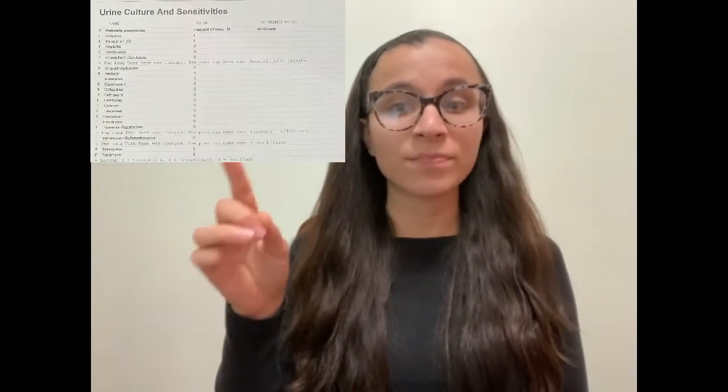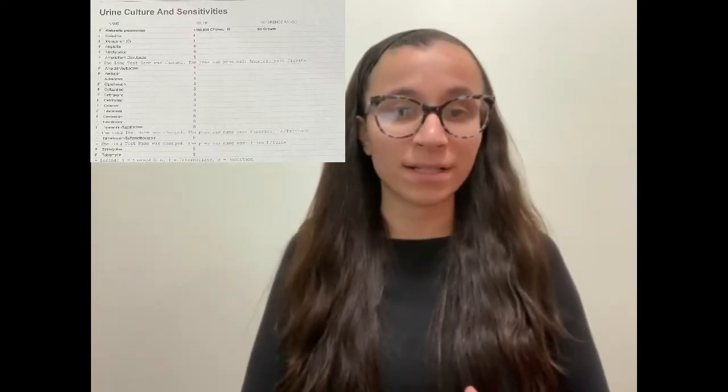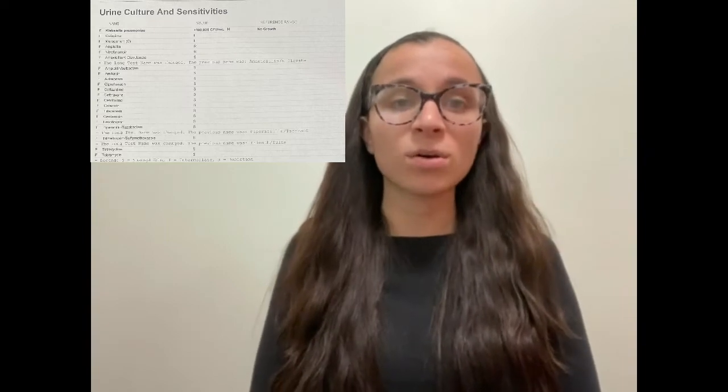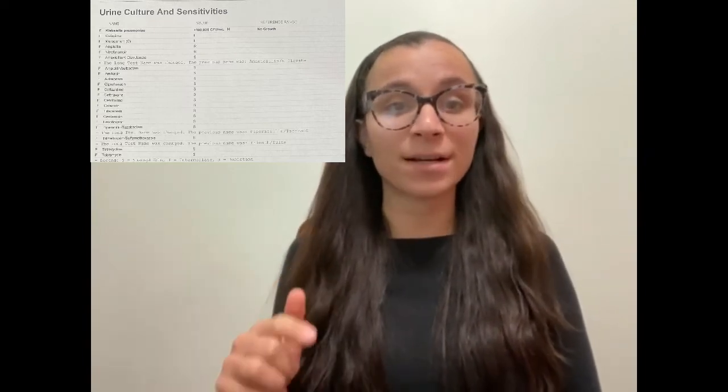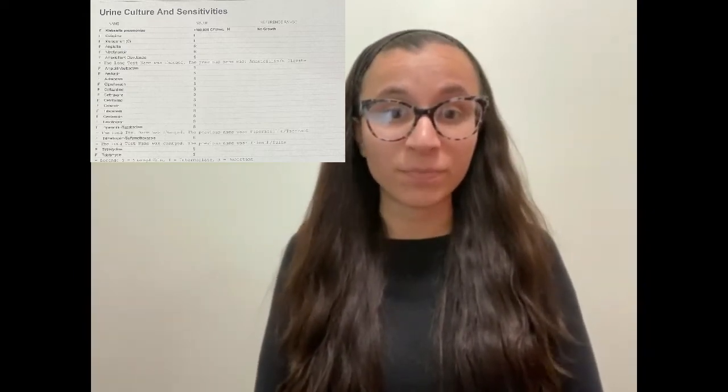So when you're working and you get a report, it's going to look like this over here. It's going to say an S, an R, or an I: susceptible, resistant, or intermediate. And that's what you're going to see. Susceptible means that the medication stopped the bacteria from growing. So this is a good choice of antibiotics because they're effective.